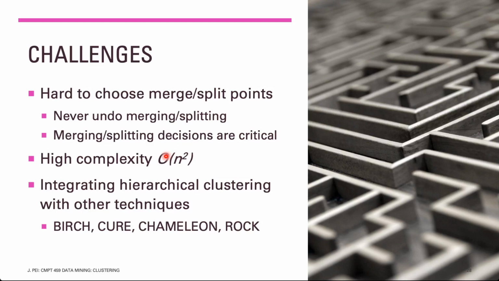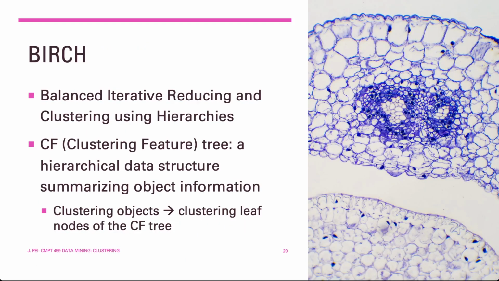In order to improve the efficiency and effectiveness of hierarchical clustering methods, one idea is that we can integrate hierarchical clustering with some other techniques. There are some other methods introduced, such as BIRCH, CURE, Chameleon, and ROCK. In this course, we will use BIRCH as an example to explain. BIRCH stands for Balanced Iterative Reducing and Clustering using Hierarchies.